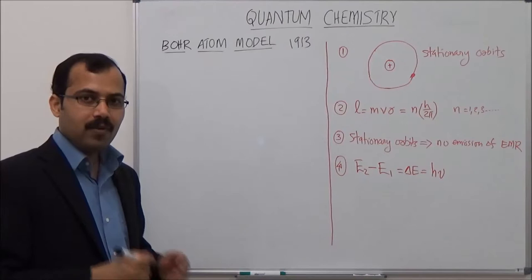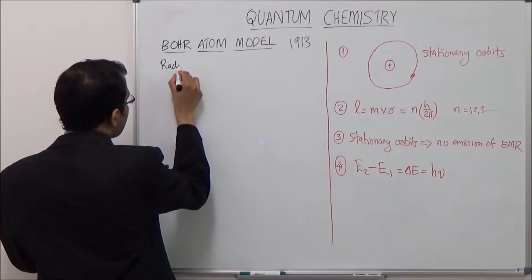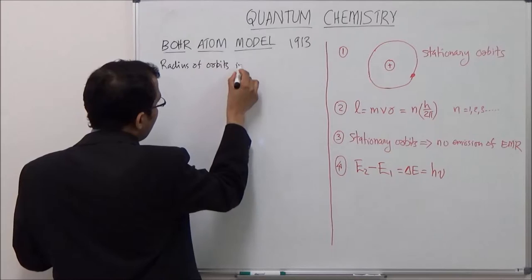Now let's have a look at the mathematical steps in the Bohr model of atom. We will use the Bohr model to find out the radius of orbits in hydrogen atom.